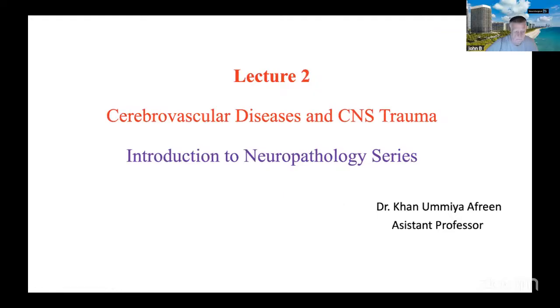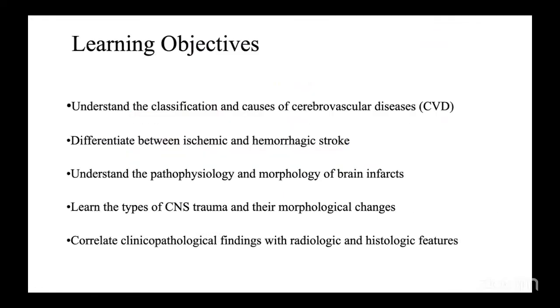Audible. Perfect. Okay. So we'll study and understand the classification and causes of cerebrovascular diseases, and we'll see how to differentiate between ischemic and hemorrhagic strokes. We'll also understand the pathophysiology and morphology of brain infarcts, what we see in the microscope and in the gross brain. We'll also learn the types of CNS trauma and their morphological changes in the brain. And in the end, we'll correlate these clinicopathological findings with the radiologic and histologic features.